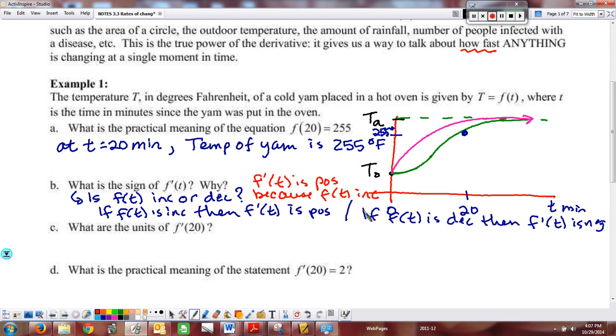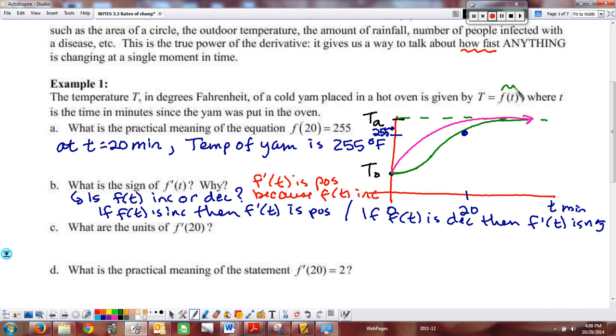Okay, we have to remember that when we are justifying anything in the AP class, we are using calculus to justify. All right, now we come down here and let's talk about units. It's always important when we start looking at things to be thinking about units.